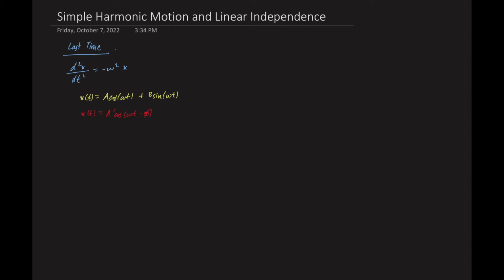Today we're going to see that these two solutions are equivalent. In particular, we're going to ask the question, when are they equivalent? What values of a prime and phi will make these two solutions equivalent? To do that, we're going to use the concept of linear independence. So let's talk about that first.